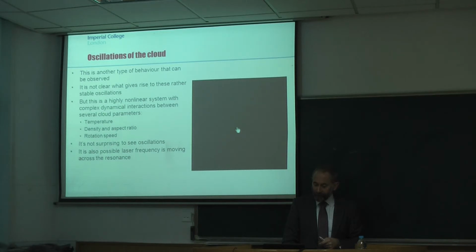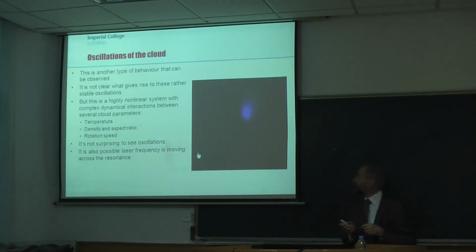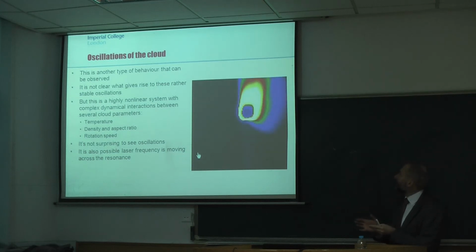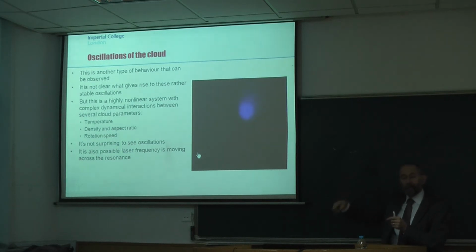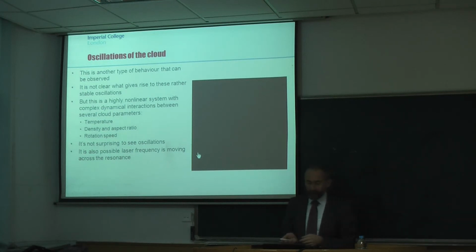And I'll show you another thing like that, which is that sometimes you can see oscillations like this. So the cloud is staying there over a long period, but the parameters of the cloud, the density and the temperature are changing. And sometimes this can be very regular. It can be quite a regular oscillation. And this is over a period of a few seconds or a fraction of a second, which is a very, very long time in terms of the interaction with the laser. So there's some very interesting dynamics going on here.